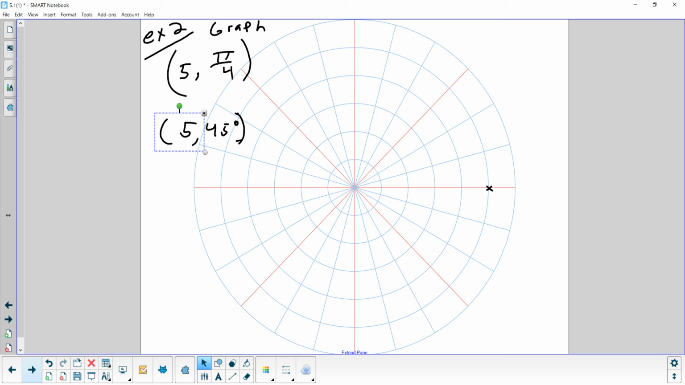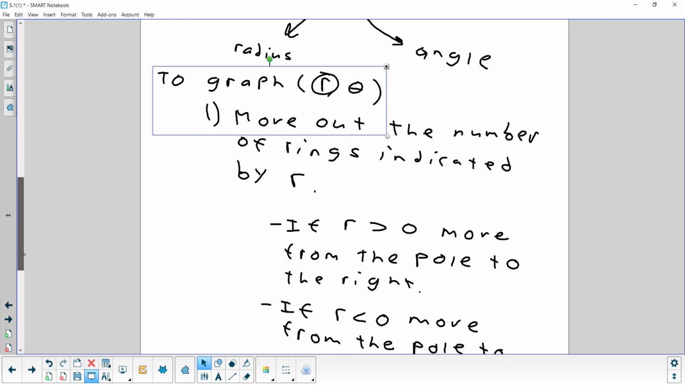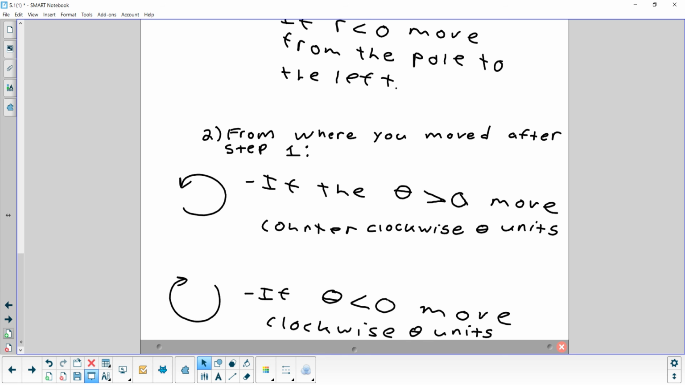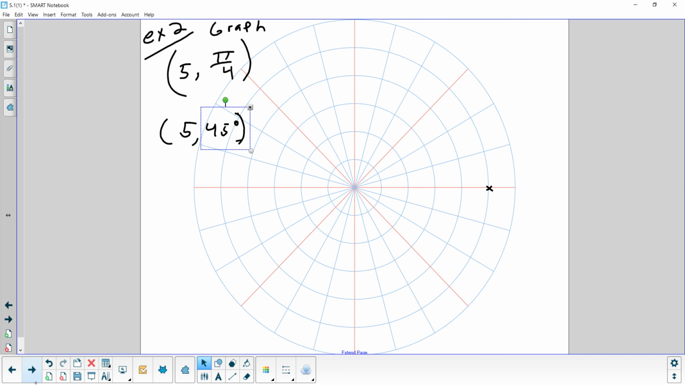Counterclockwise. Let's see. So that's a positive angle. So counterclockwise. Let's double check. So when we have a positive angle, counterclockwise, perfect. So if you get stuck, just go back and look at your two rules. All right, so counterclockwise, 15, 30, 45. On my graph paper, the red lines that are on the diagonals, those are the 45s, and they're also separating quadrants.